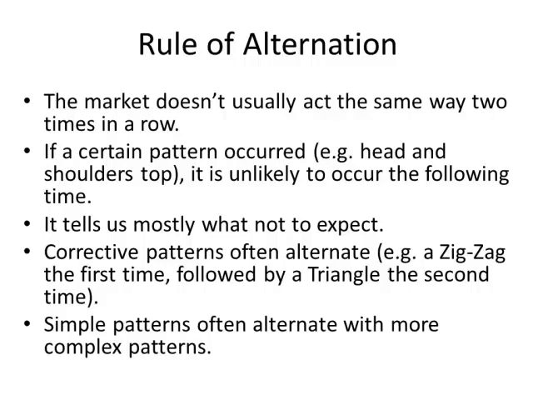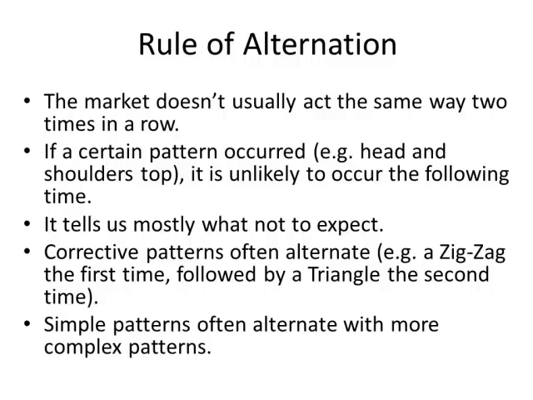So that is the rule of alternation, is that we're not likely to see the same pattern 2 times in a row. If we see a head and shoulders pattern once, we might see a different type of top pattern the next time. And really this is telling us more about what not to expect rather than what to expect. So if we've seen one particular pattern, this tells us that next time we should not expect the same pattern to occur.